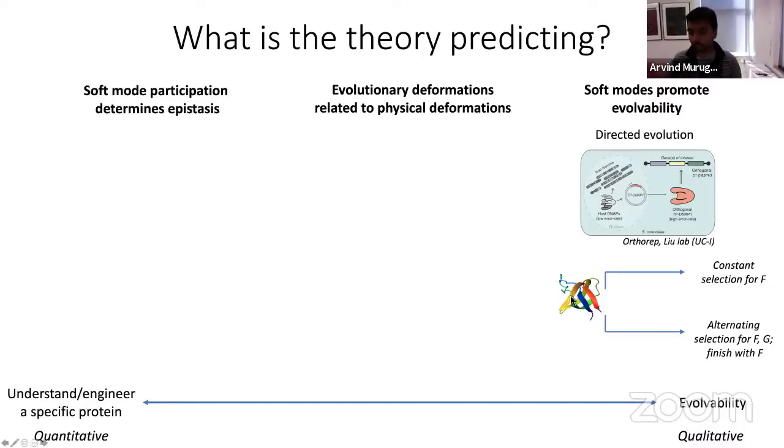So for example, we would take a protein and evolve it under constant selection for some function. In a different experiment, evolve it with alternating selection for two functions, F and G, finishing with F, and compare these two proteins. And despite being a theory group until last year, we put a lot of time, money, and effort this last year setting up this experiment. The theory postdoc, Kabir, is now doing this full time.